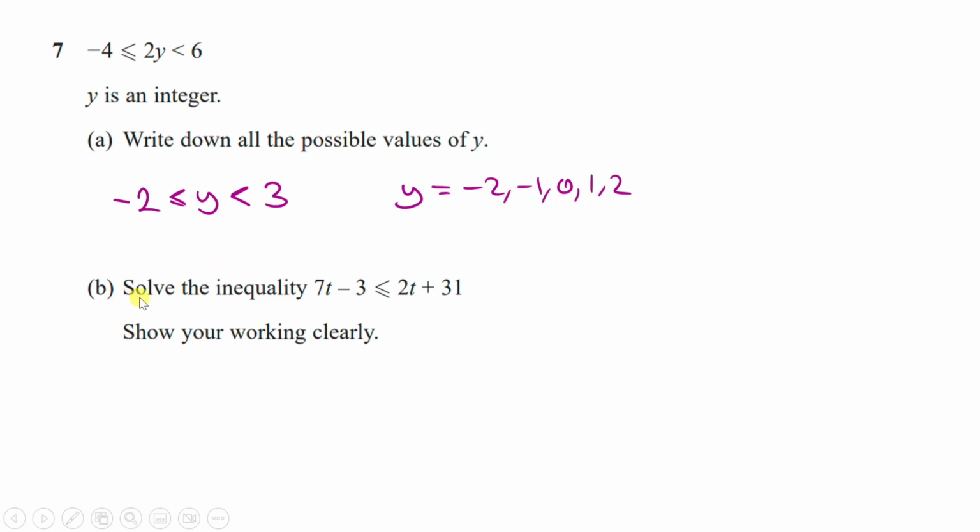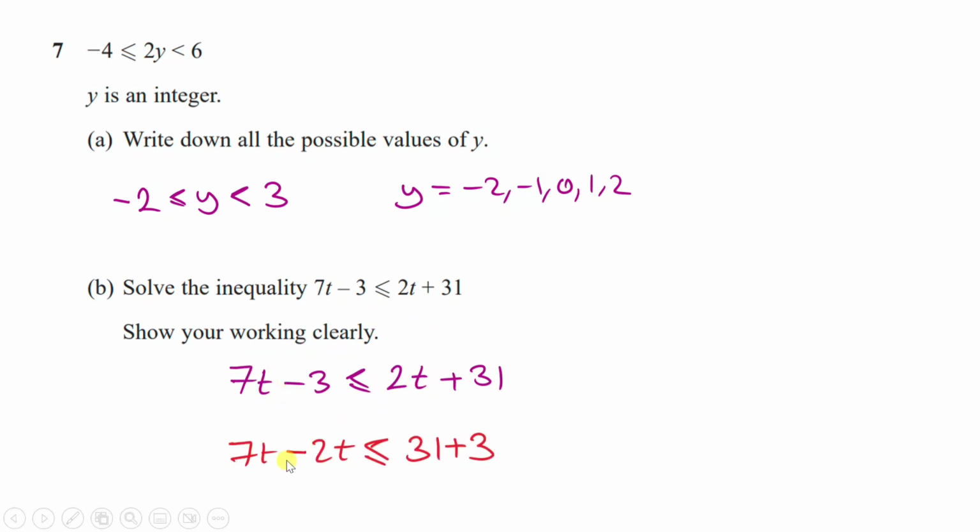Now for B, they said solve the inequality 7t minus 3 less than or equal to 2t plus 31. So just pretend you've got an equal sign here, yeah? And let's write it down here again. Now, I like to get t's on one side and the non-t terms on the other side. So let's go ahead and move -3 across and 2t to the left. So we're going to plus 3 and minus 2t. If you subtract 2t, it will look a bit like that. And if you plus 3, it will look a bit like that.